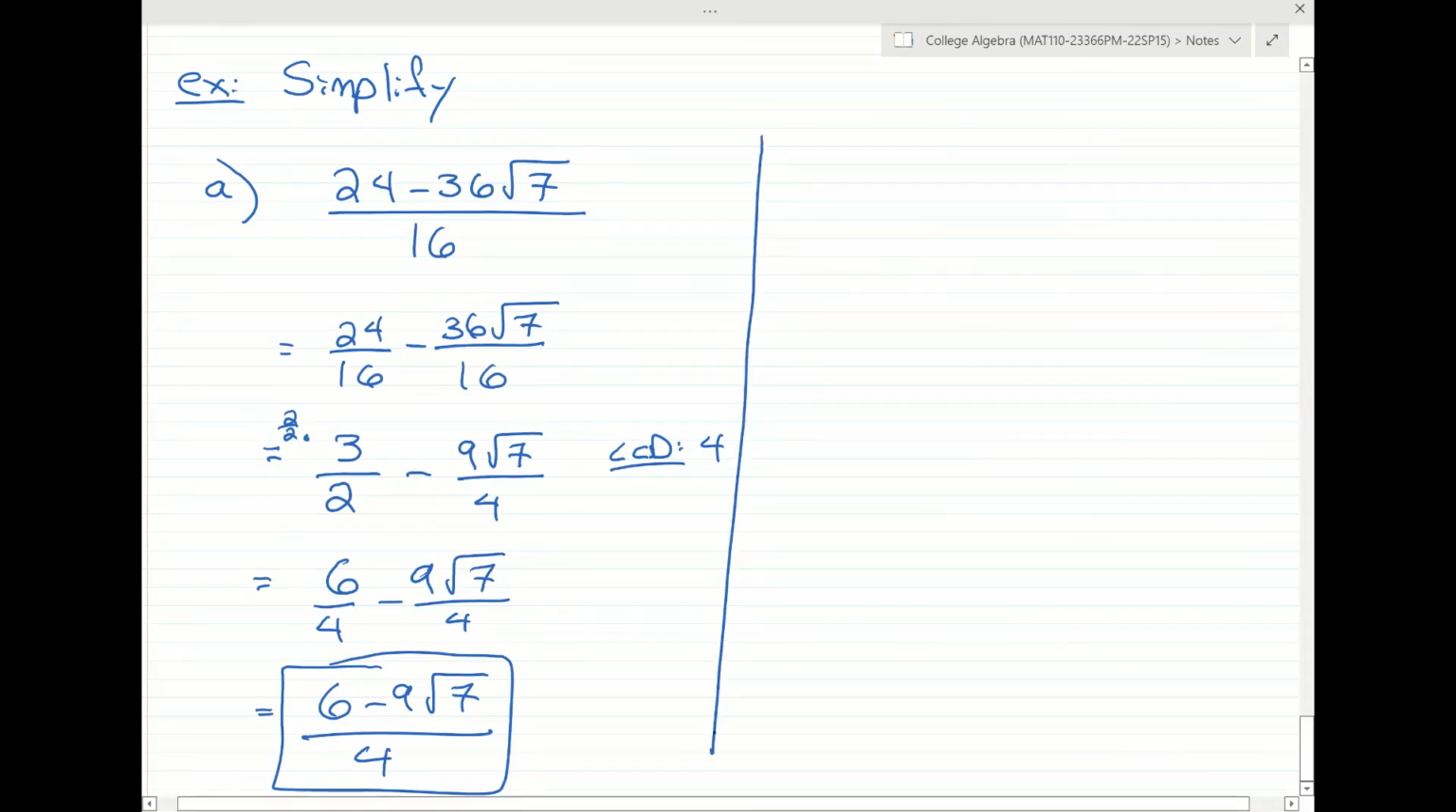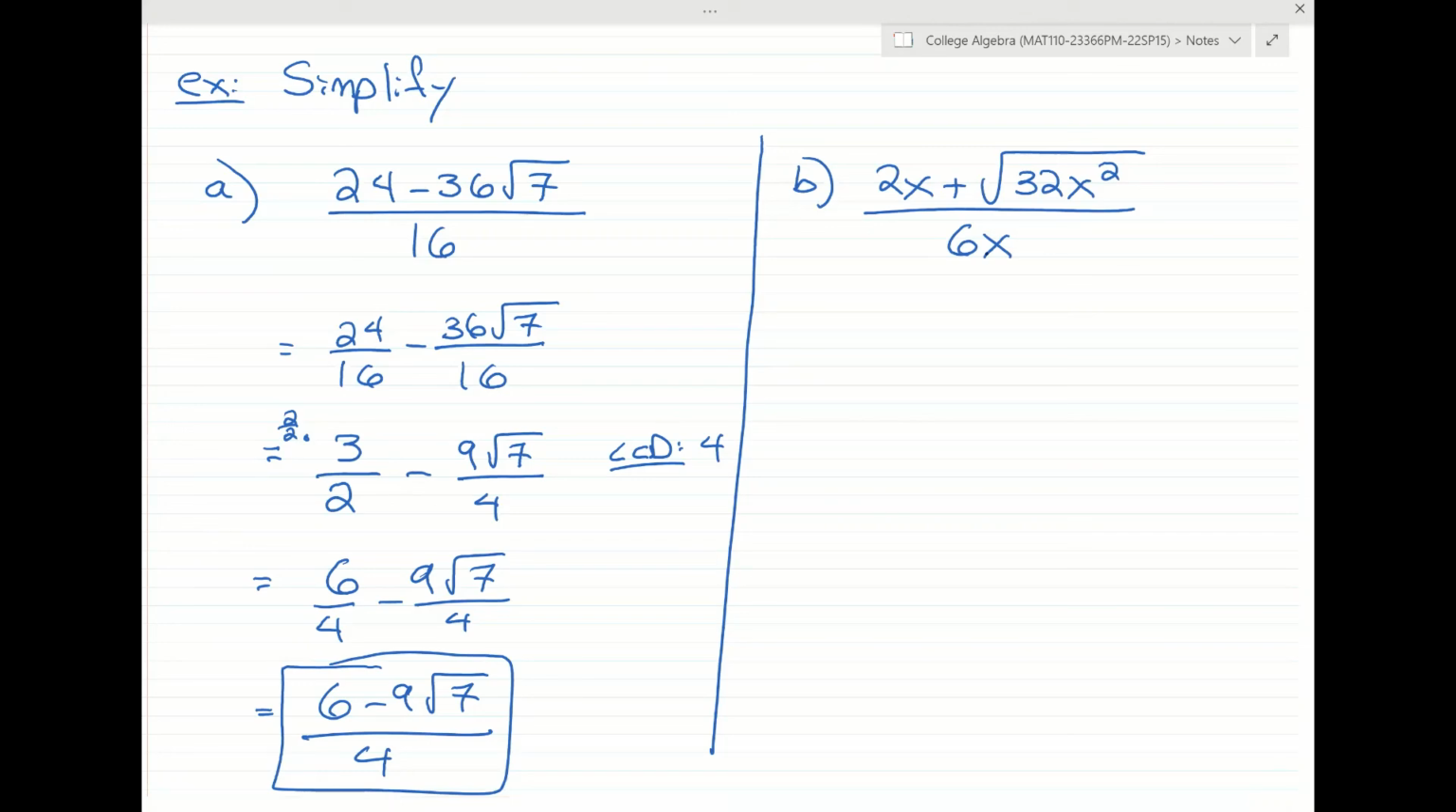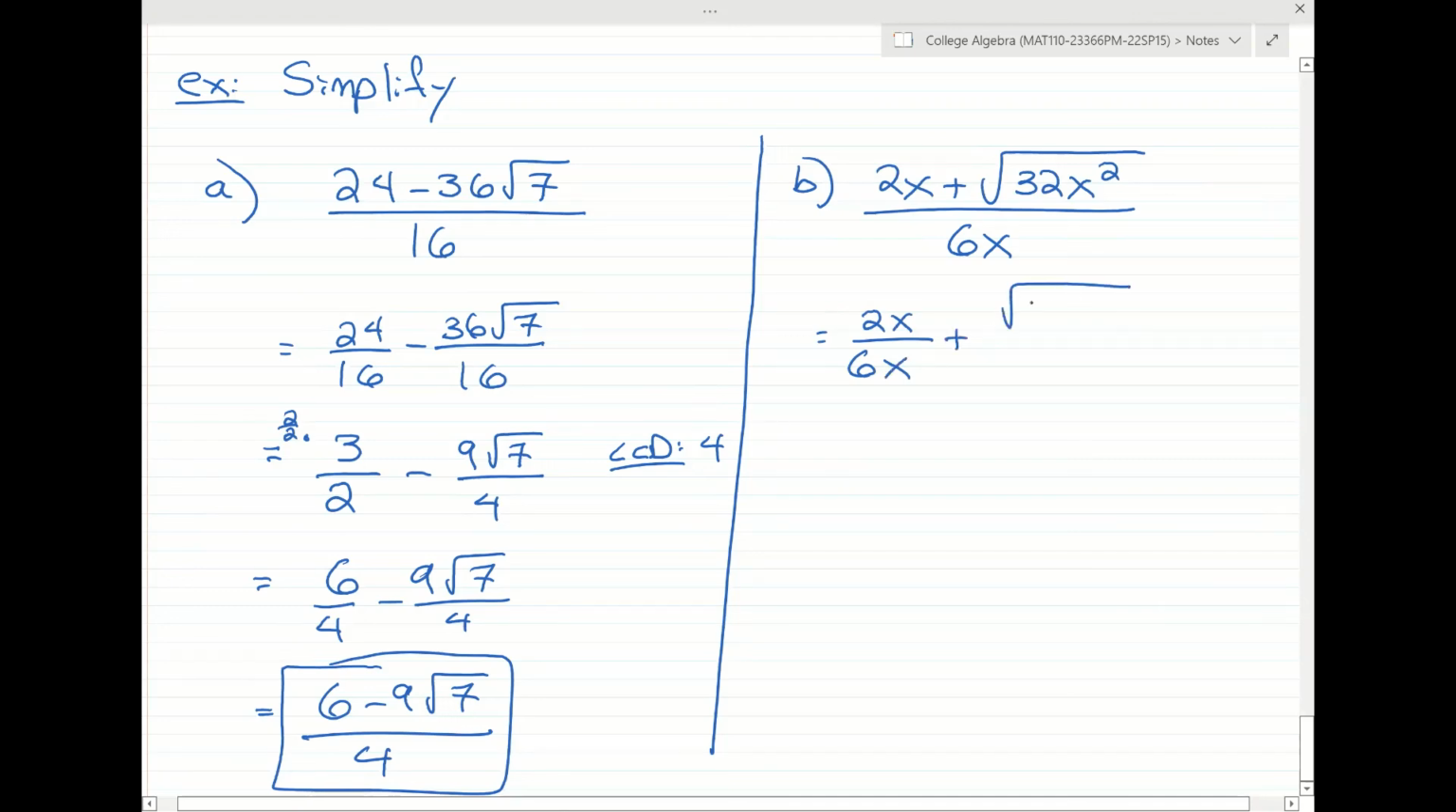Last problem tonight is 2x plus the square root of 32x squared, divided by 6x. We'll do it the same way. The first step is 2x divided by 6x. And we'll also do the square root of 32x squared divided by 6x. So it looks like we're going to have to do some simplifying.